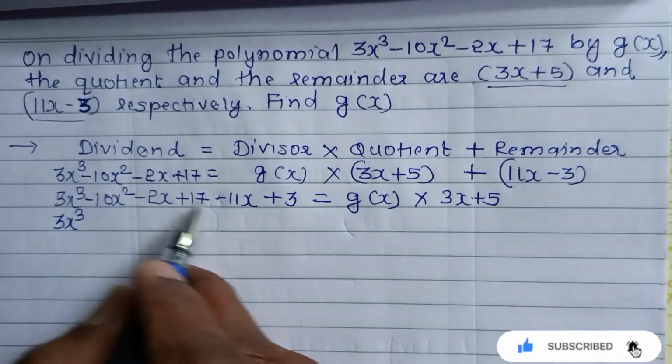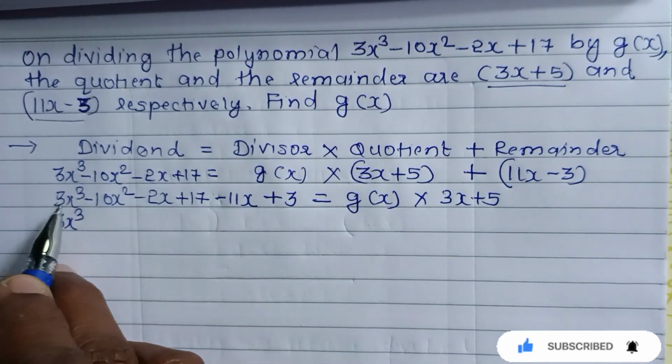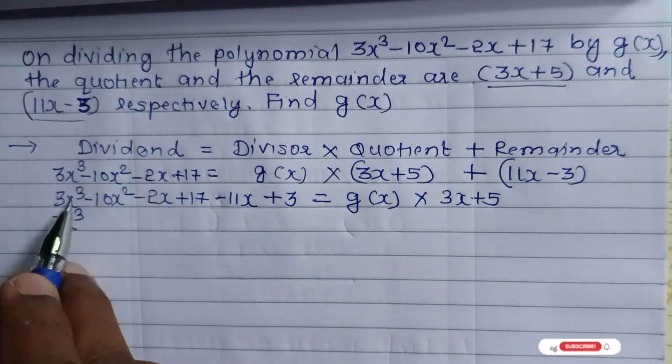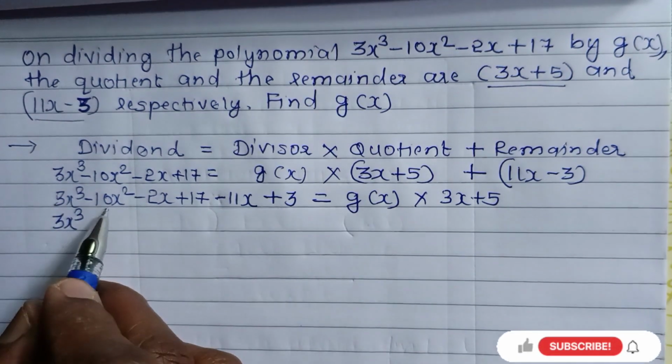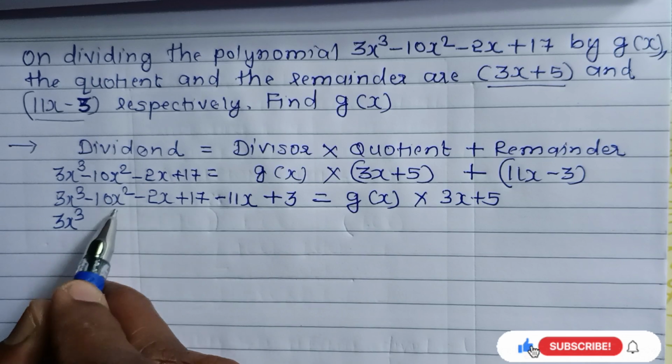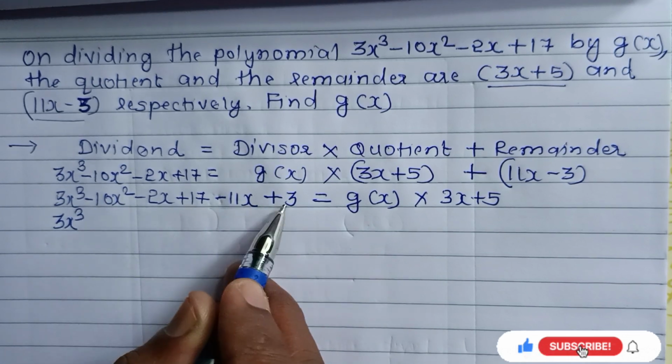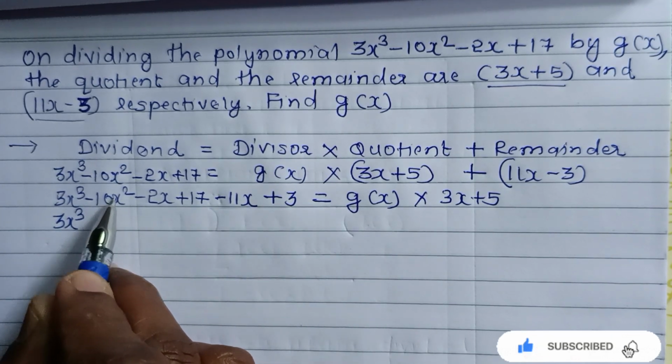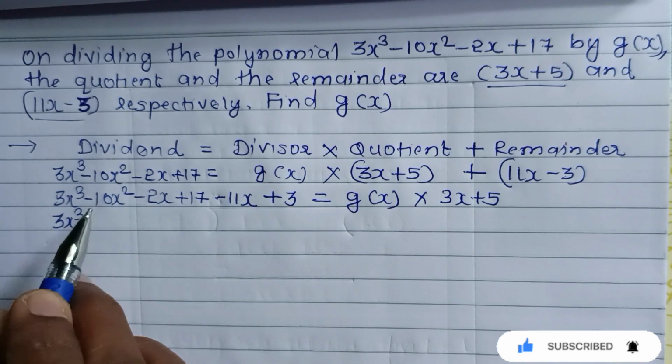Next step, 3x cube you have to write as it is. So x cube is not available here, only one x cube, that's why you have to write this 3x cube as it is. Then the next second term is minus 10x square. Is x square available? No, only one x square. So that's why you have to write this minus 10x square as it is.